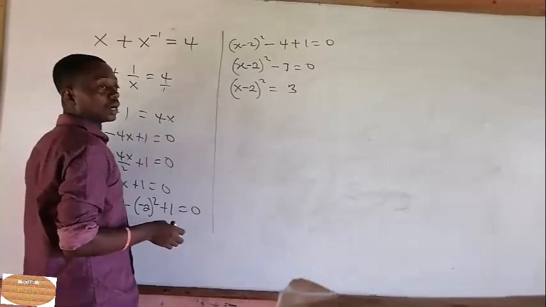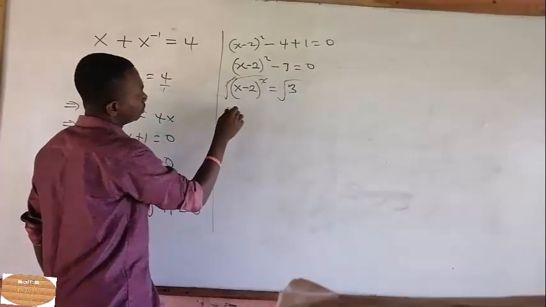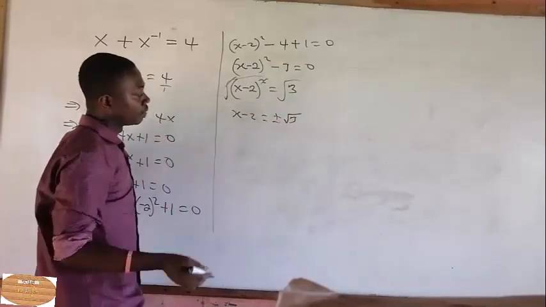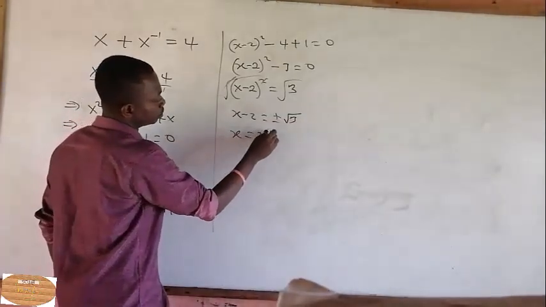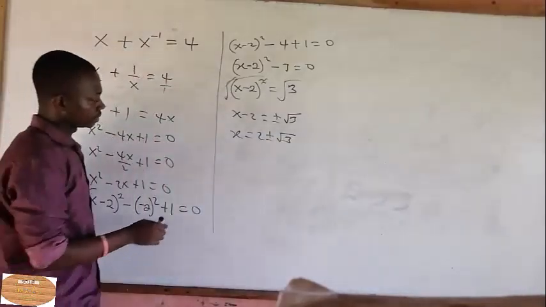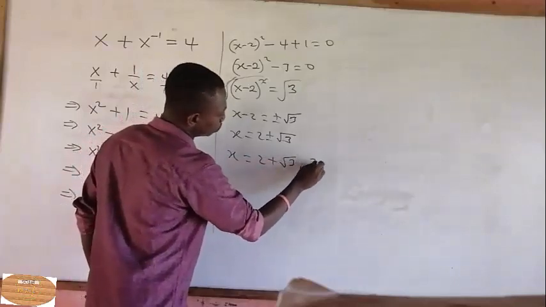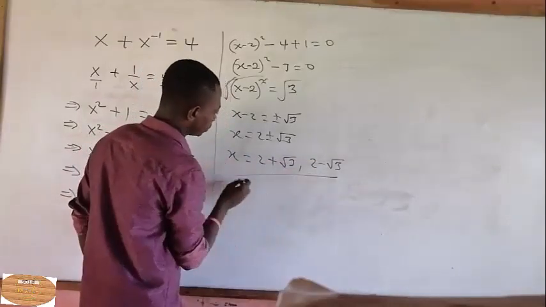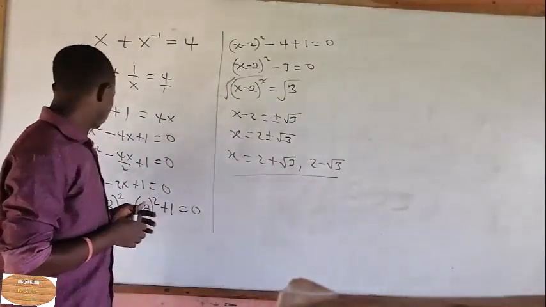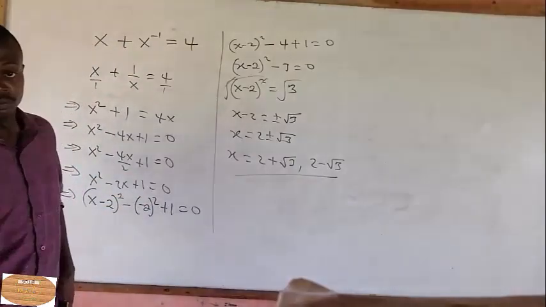Alright, so I can take the root on both sides. This one will cancel this, so I will have x minus 2 equals plus or minus root 3. So x is straight away 2 plus or minus root 3. So x has 2 answers. The first answer is 2 plus root 3, then 2 minus root 3. So this is the solution to this one. You can also use the quadratic formula to solve this one. It will work. Alright, so thanks for watching.